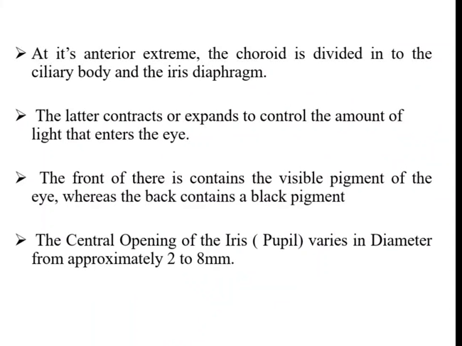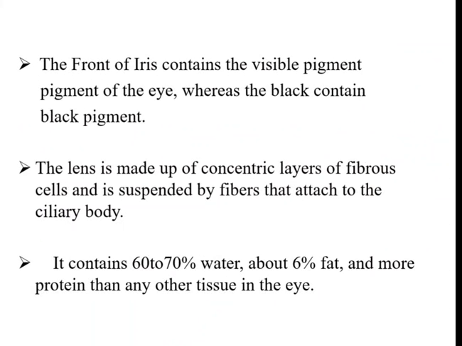At its anterior extreme, the choroid is divided into two parts, that is, the ciliary body and the iris diaphragm. The latter contracts or expands to control the amount of light that enters the eye. The central opening of the iris, or the pupil, varies in diameter from approximately 2 to 8 mm. The front of the iris contains the visible pigment of the eye, whereas the back contains black pigment.